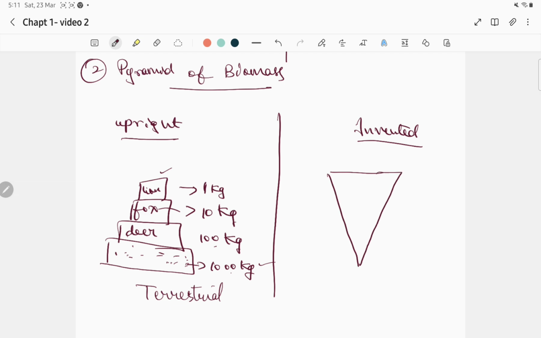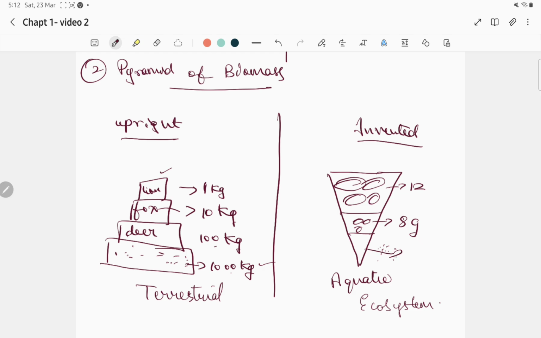Next, inverted. Inverted is where producers will be less. Small plants will be there, or small fishes. Small fishes are eaten by big fishes, and in turn those are eaten by very big fishes. So for example, I can take an aquatic ecosystem. The big fish will be 12 kg, small fish might be 8 kg, or small fish will be 4 kgs.